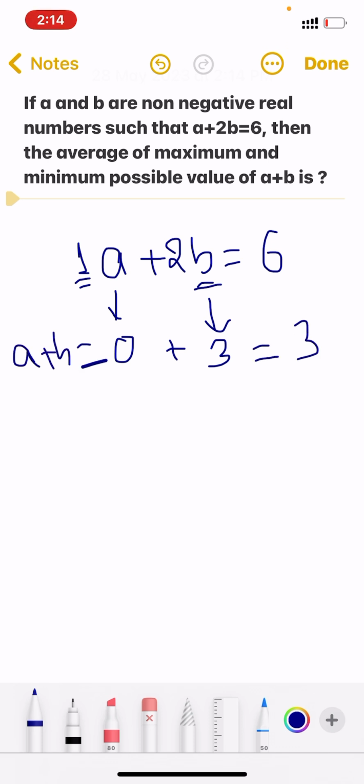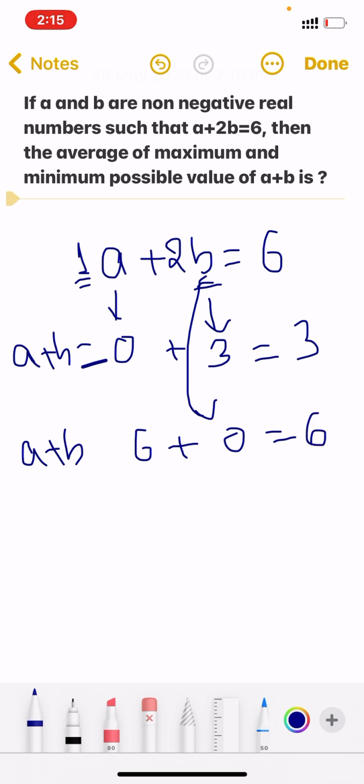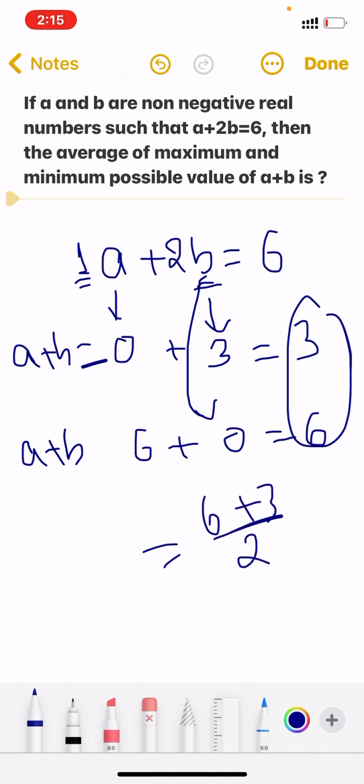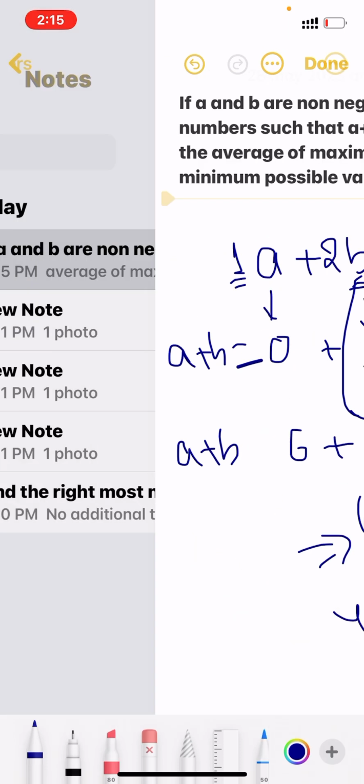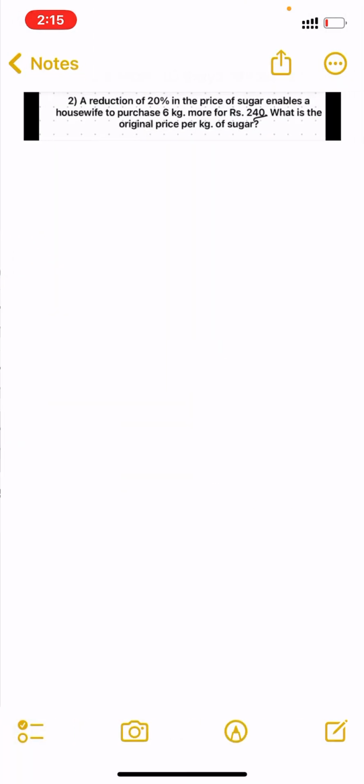Now when we have to maximize A plus B, we'll give B as little as possible, so we'll give B as 0. In that case A becomes 6, so 6 plus 0 is 6. The question is asking for the average of maximum plus minimum: 6 plus 3 upon 2, so 4.5 will be the answer. Done. Question number 1.